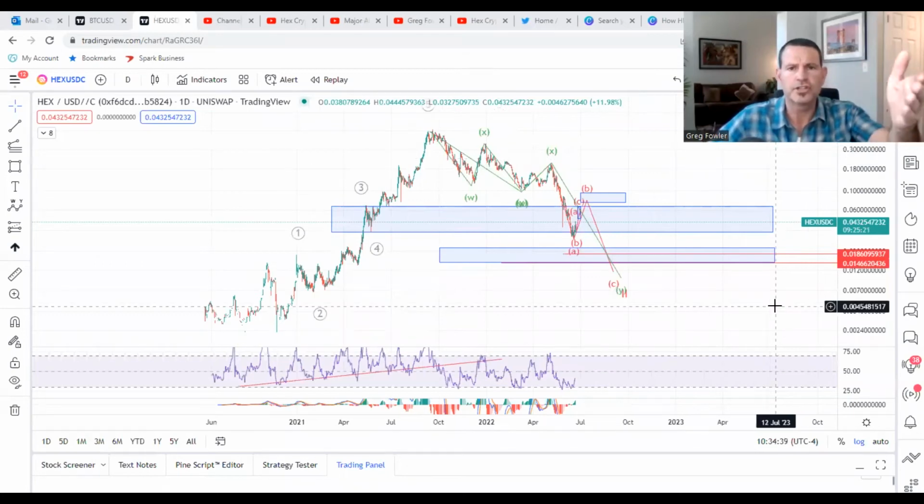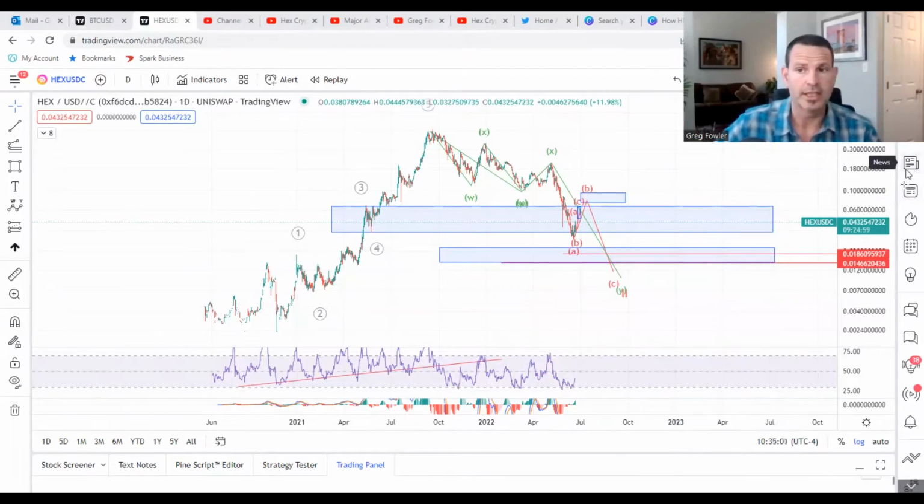Hey guys, this is just an update to the HEX technical analysis, because a couple of users had requested a little more in-depth technicals on why I'm projecting these and using Elliott waves. I'm going to go over that and explain it to them, because I think that I'm right. I could be wrong, but I think that I'm pretty right.